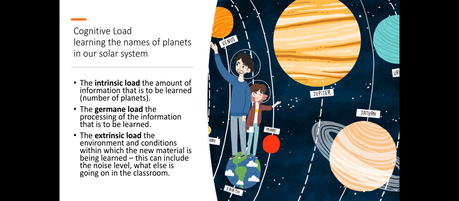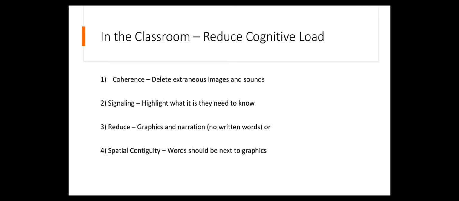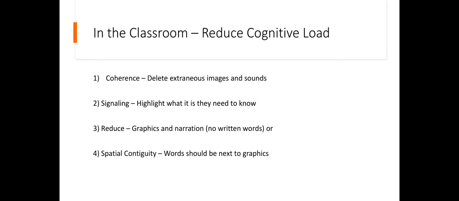So really, what we're doing within the classroom is teaching is all about managing that cognitive load, understanding and managing that task difficulty for each child so that we can reduce that extrinsic load, reduce that noise, reduce all that outside sensation that we don't need so that our retention of the information is increased. Now, there are ways in which we can do this within the classroom to reduce that cognitive load.